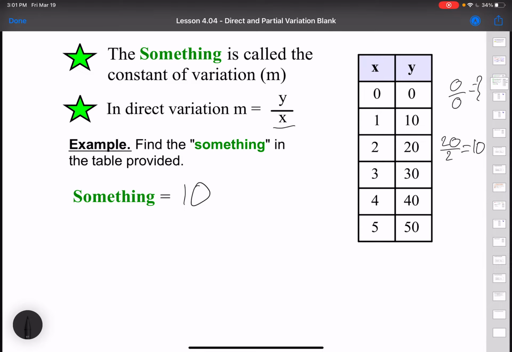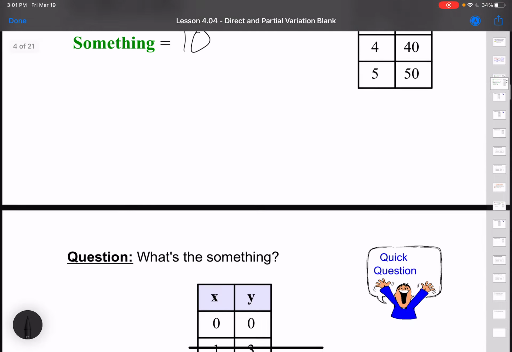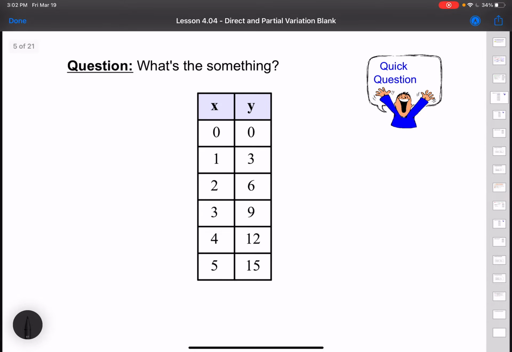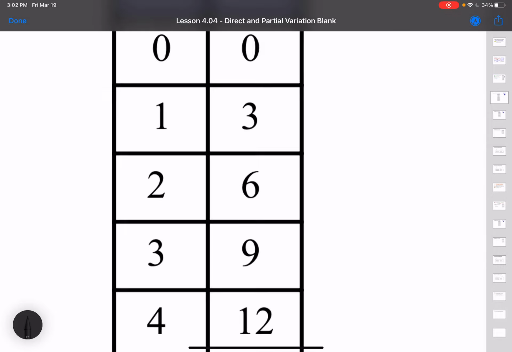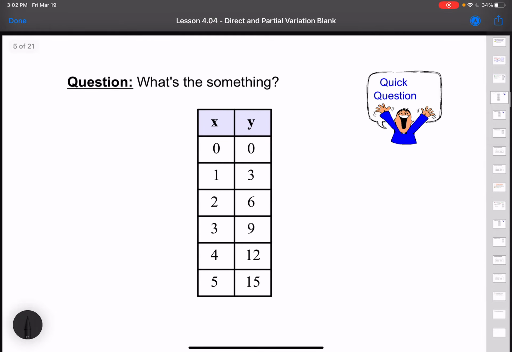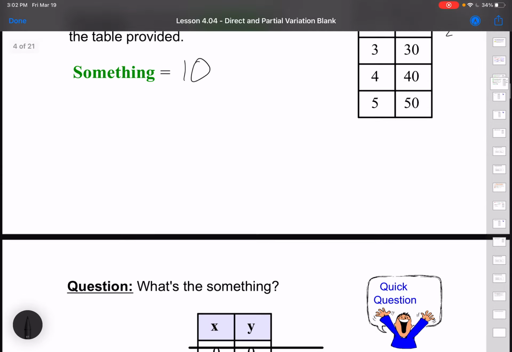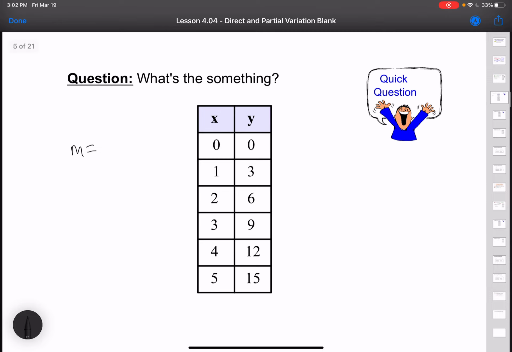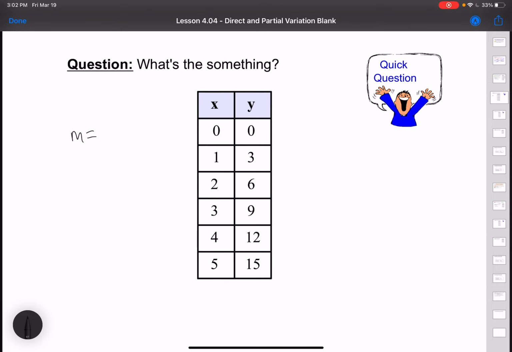All right, let's take a look at another. For these ones again, pause it, try it for yourself, and I'll go through the answer. All right, so for this one, again, remember, what's the something? As in the constant of variation. I was confusing myself there. Sorry about that. It is the constant of variation.